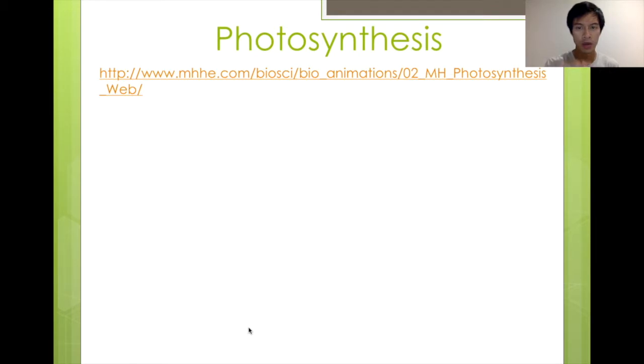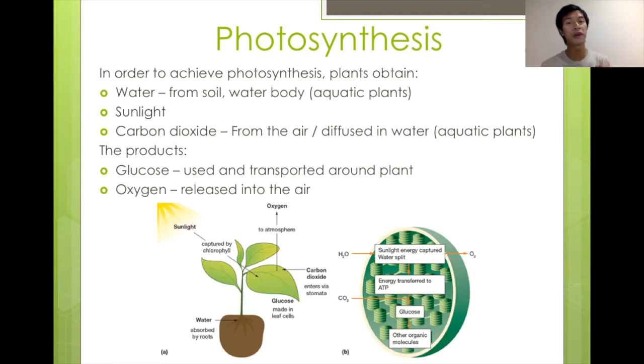Now, in order to achieve photosynthesis, plants need a few key ingredients. The first thing they need is water, and they obtain that from the soil for terrestrial plants and from the water body for aquatic plants. They also need sunlight, so access to sunlight is really crucial to drive the process. And carbon dioxide, from the air or diffused inside the water for aquatic plants. Those are your three key ingredients: a plant will need water, sunlight, and carbon dioxide in order to photosynthesize.